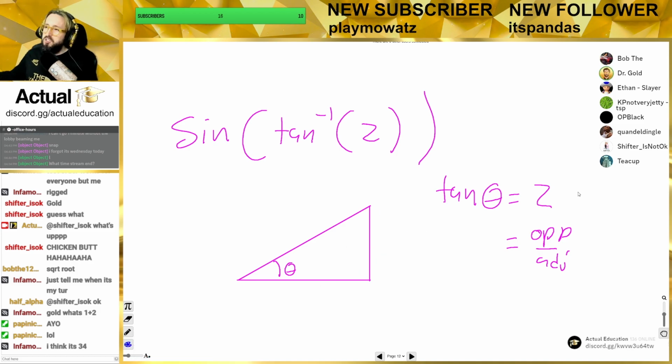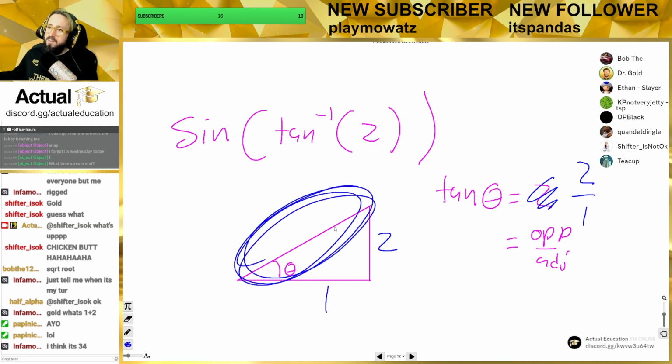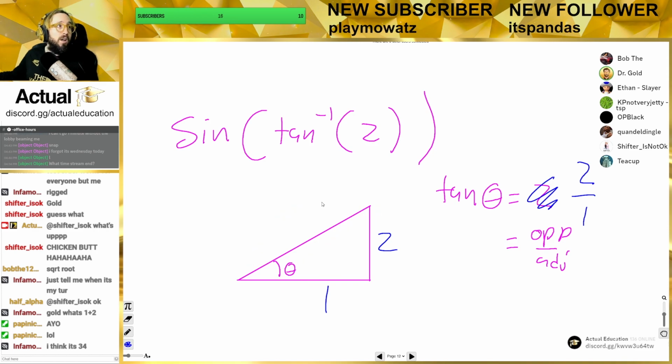You see how this is tricky because you have just one number here and you wonder what to do. 2. Good. That's going to be 2. What's the adjacent going to be? 1. Yeah, this is the same thing as 2 over 1. That's what I wanted you to get across. If you needed the hypotenuse, you have to do the Pythagorean theorem: 1 squared plus 2 squared equals c squared. So this ends up being the square root of 5.